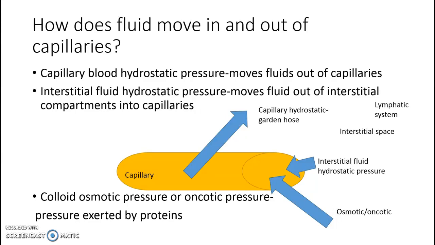And that's pressure exerted by proteins. So within the bloodstream, the major protein is albumin. Albumin has a pulling force. It has an oncotic pressure that pulls fluid to it. So all these factors are part of the process of fluid moving in and out of the bloodstream.